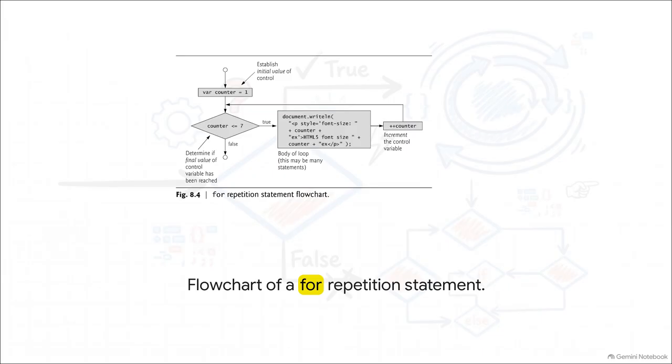Just look at the logic flow here. We establish that initial value, like setting our counter to 1. Then we immediately hit a decision point, the condition. If it's true that our counter is less than or equal to 7, the machine drops down and executes the body of the loop, which, by the way, could be one statement or 50. Then it sweeps over to the right, increments the control variable, and feeds right back into that condition check. The very moment that condition hits false, boom, the loop ends.